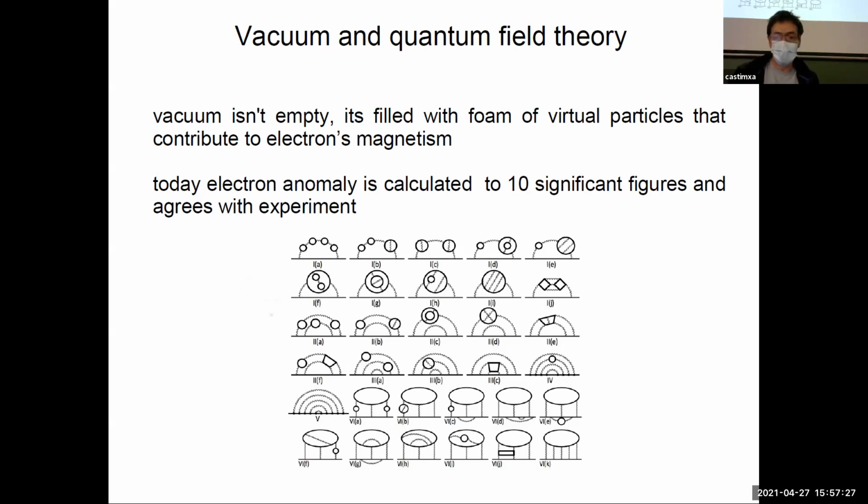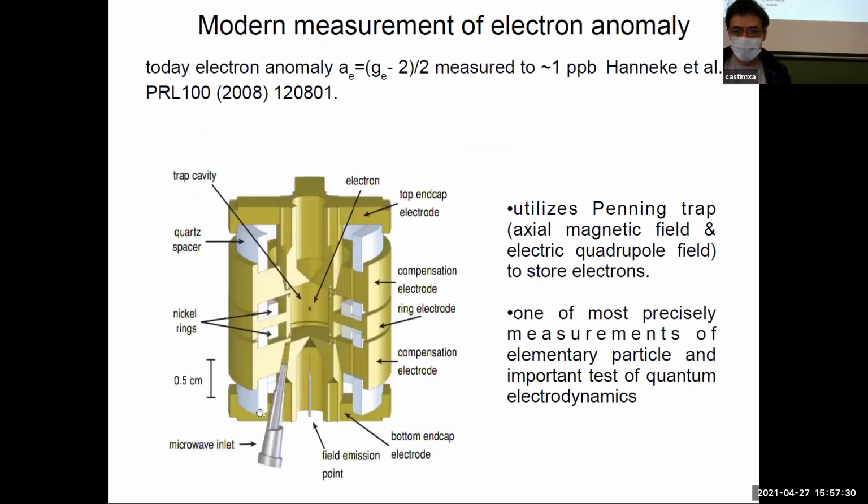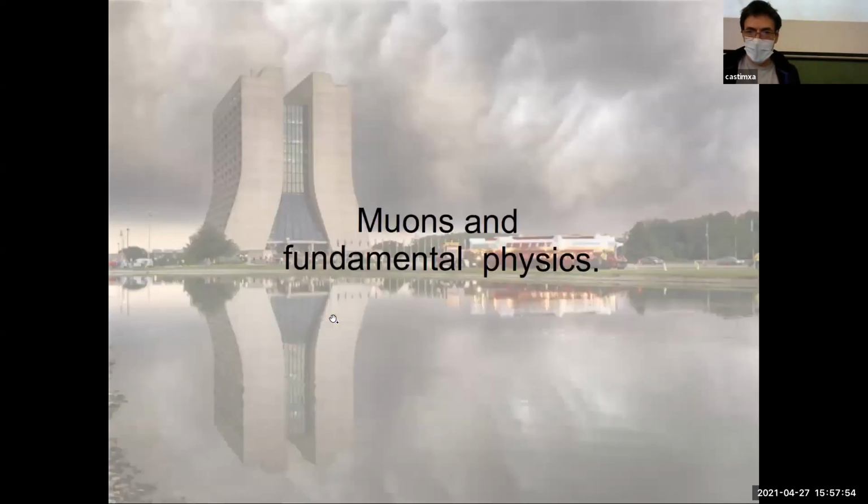So it's one of the most precisely measured things in physics. I won't go into any details on this. This is the experiment that more recently has measured that, where they basically trap electrons in a magnetic field and an electric field, and they're able to measure the magnetism of individual electrons very precisely. Okay, so that's the story of why elementary particles are magnetic, and the magnetism of elementary particles is really quite interesting. So what about muons?